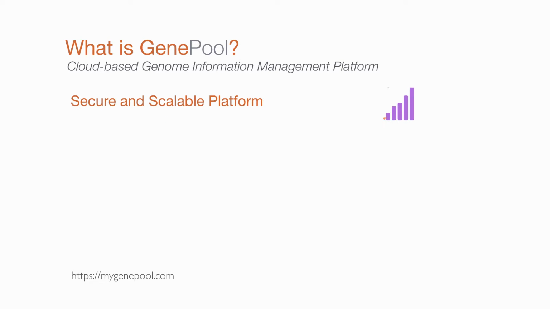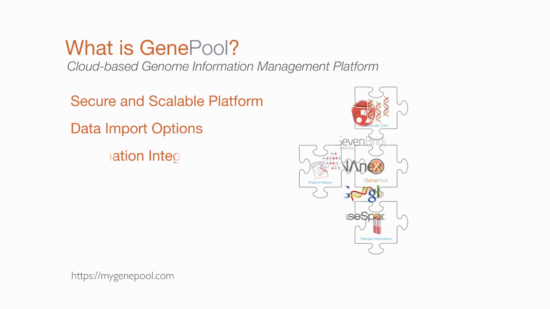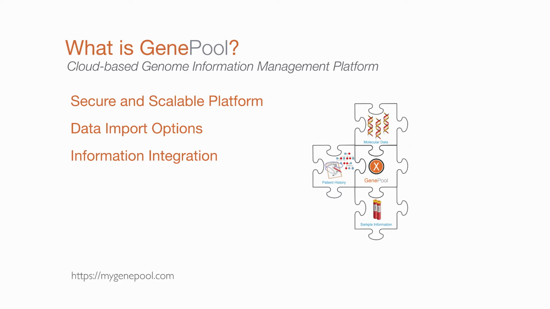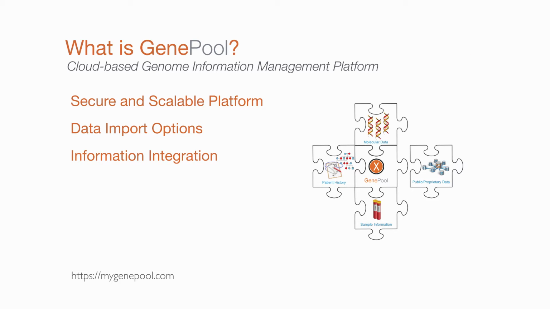GenePool is a cloud-based genome information management system. It's a secure, scalable platform that can handle all formats of genomics data. That data can be imported directly from your computer or via integrations that we've built in from upstream data partners like these. Once you've imported your genomics data, you can attach other information about the patients or samples, say from a LIMS system. This lets you use all of GenePool's visual filters to easily access your data and lets you use it in your workflows.